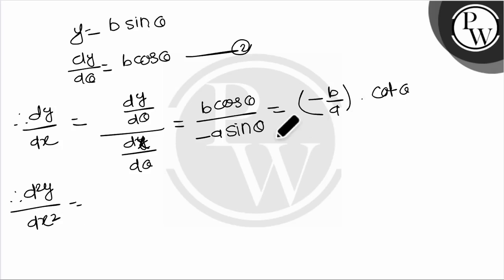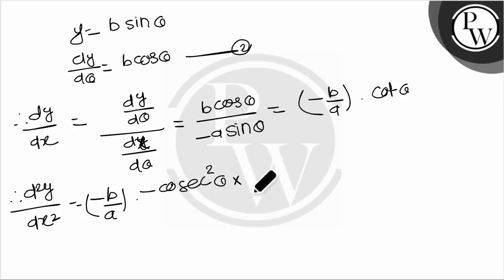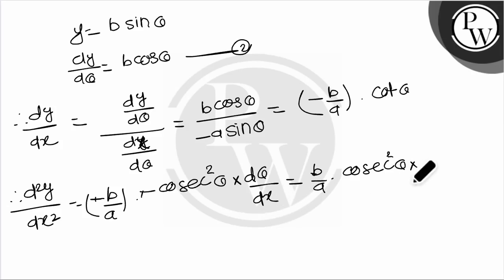Okay, so if we differentiate, it becomes minus b upon a as it is. Cot theta differentiation is minus cosec square theta into theta's derivative, that is d theta by dx. With respect to x we want, right? This minus will get cancelled, so it becomes b upon a into cosec square theta into d theta by dx. What is the value? At the dx by d theta we want, that is minus a sin theta. So d theta by dx will be divided by minus a sin theta.